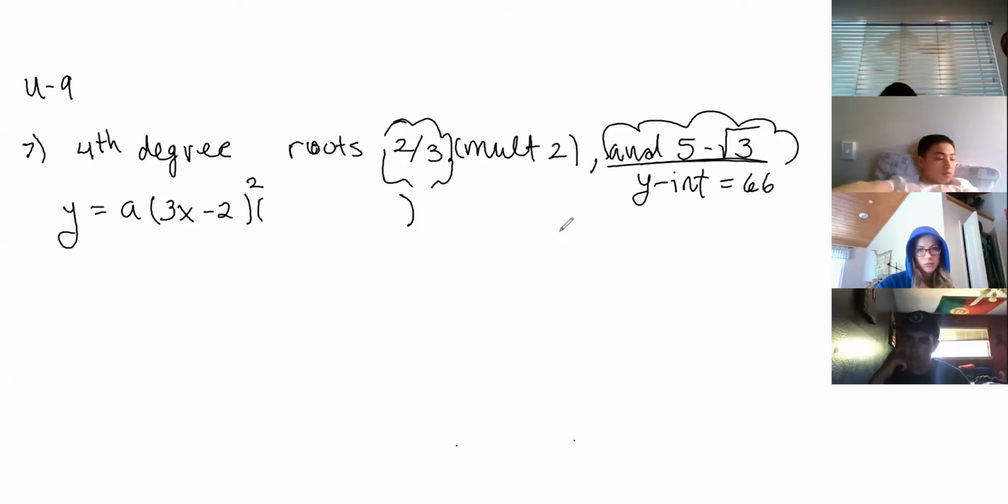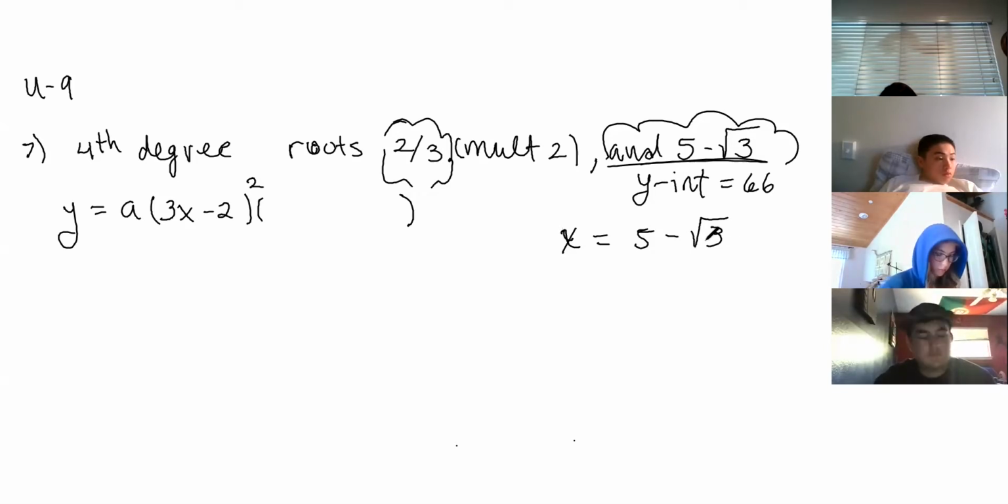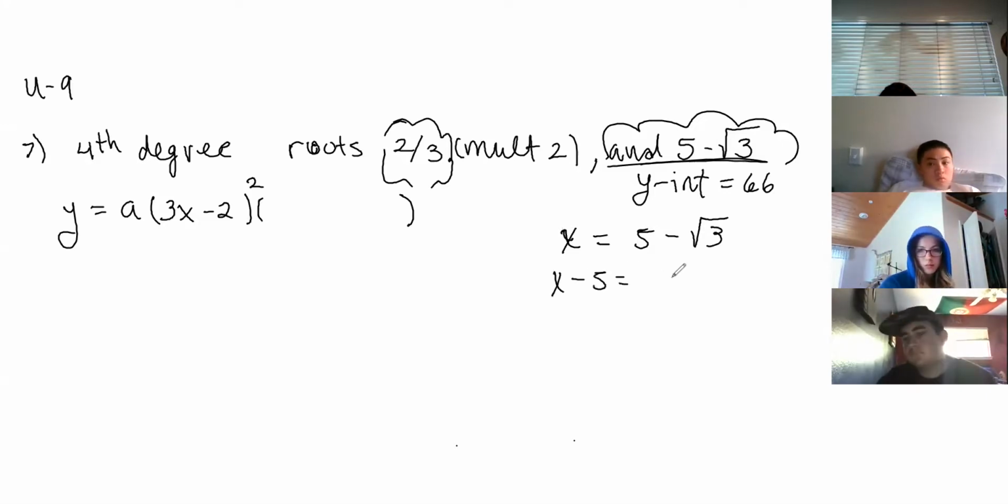I'll start you off. x equals 5 minus root 3. And then we want to undo the radical. The only way to do that is to square both sides. But what do I have to do first before I square both sides? Move the 5. Move the 5 over. And then I do what to both sides? Square it.